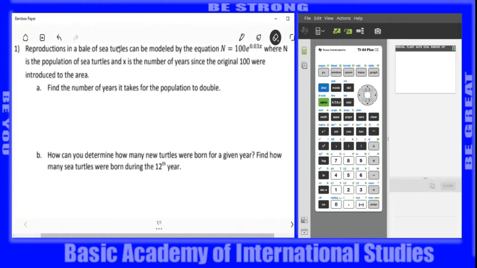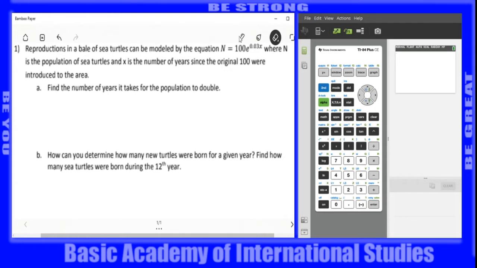This one right here is a nice example of a real-world problem involving exponentials. The question is this. Reproductions in a bale of sea turtles can be modeled with the equation n equals 100 times e to the power of 0.03x, where n is the population of sea turtles and x is the number of years since the original 100 were introduced to the area. A, find the number of years it takes for the population to double. And B, can you determine how many new turtles were born for a given year? Find how many sea turtles were born during the 12th year.